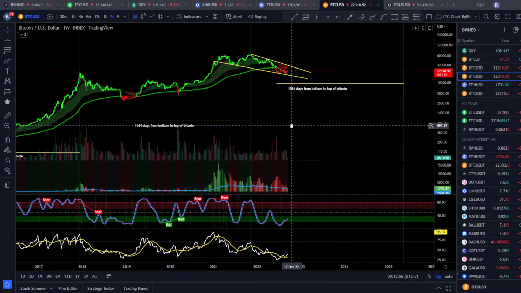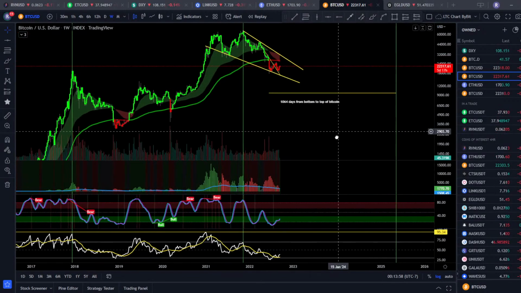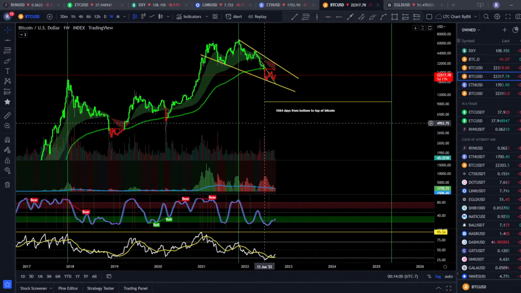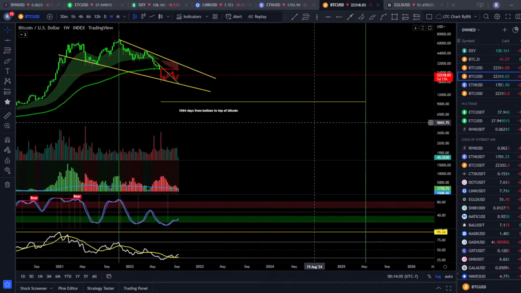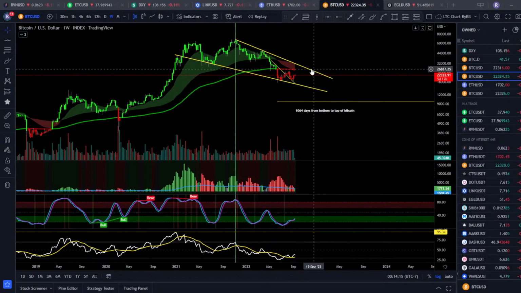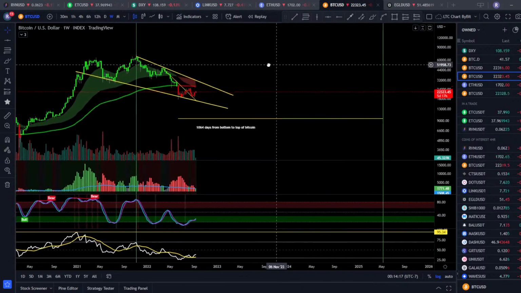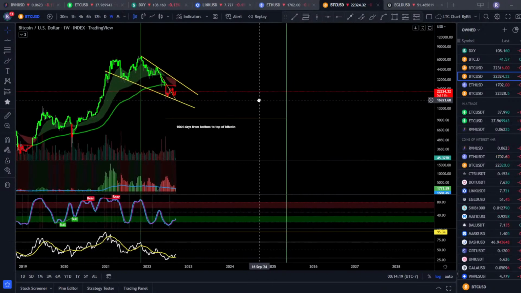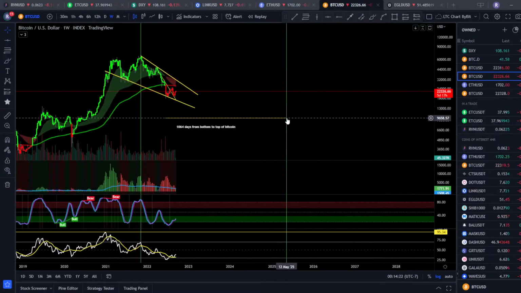Now, if the bottom of Bitcoin just came in, which would have been around June 13th of 2022, because this is the weekly chart, if it was, and we're creating a double bottom and we're going to start moving up, that would mean that our next all-time high for Bitcoin is going to be on May 12th, 2025. Now, you've got to give or take a few days because, again, I'm on the weekly chart.